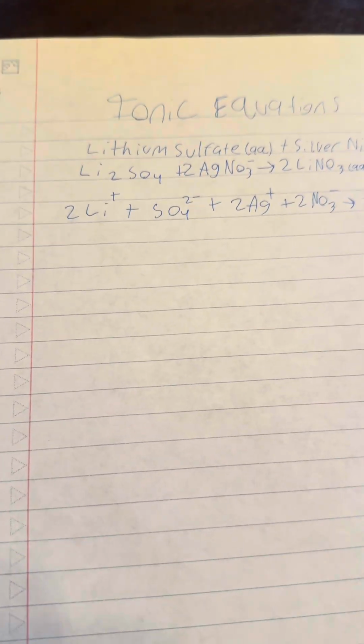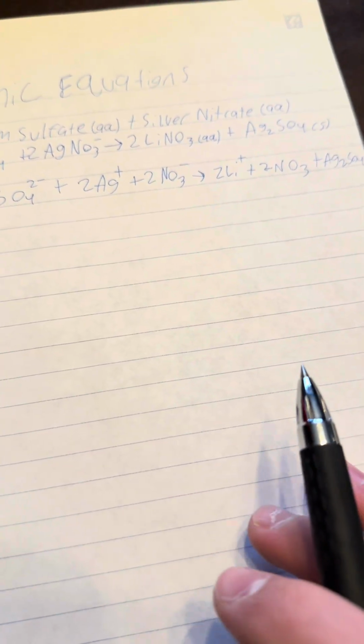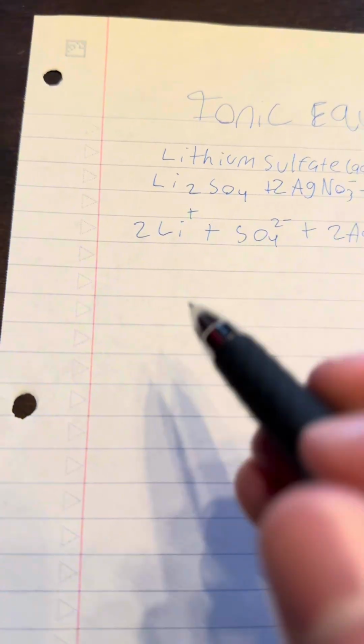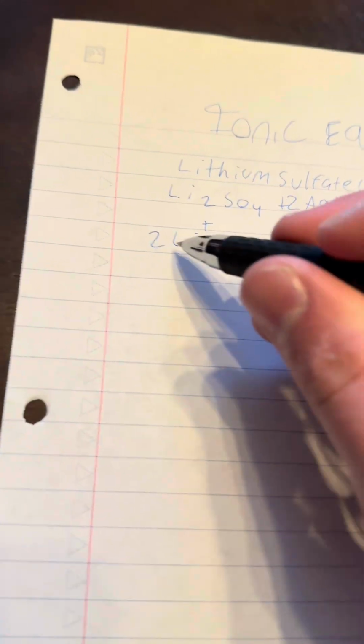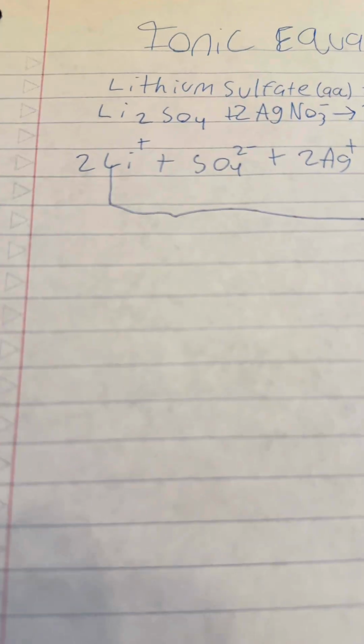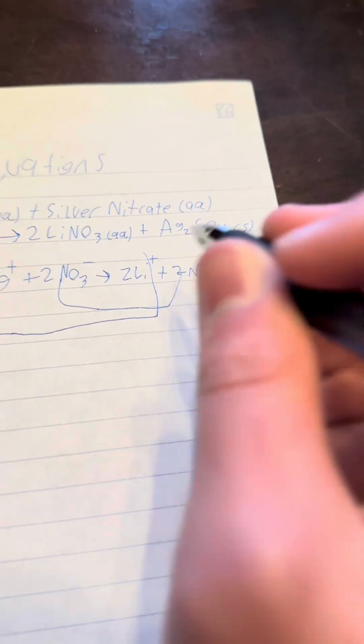Now we're going to do our net ionic equation, which we have to cancel out the spectator ions. The spectator ions are the same on both sides of the equation. So we have a 2 Li plus here, and over here we have a 2 Li plus. So those are going to cancel out. And then we have Ag, that's not the same, so we're going to leave that. SO4, that's different, so we're going to leave that. NO3 cancels out.